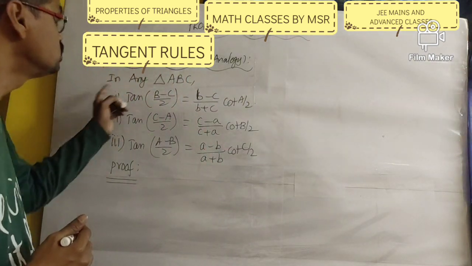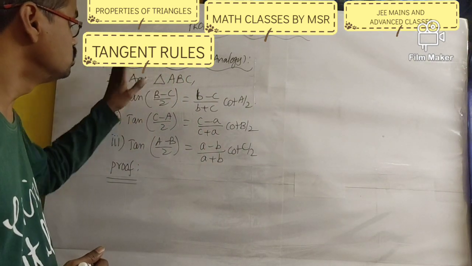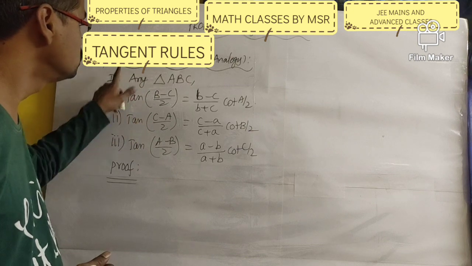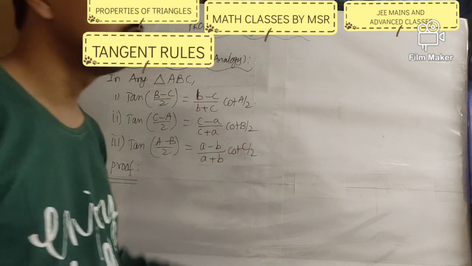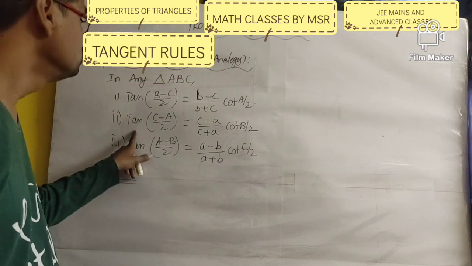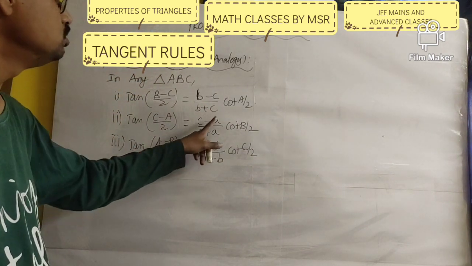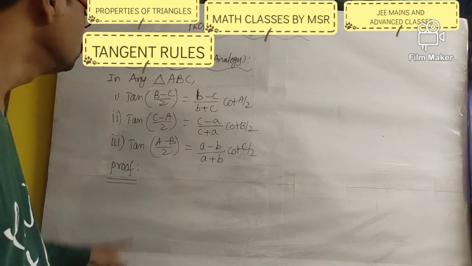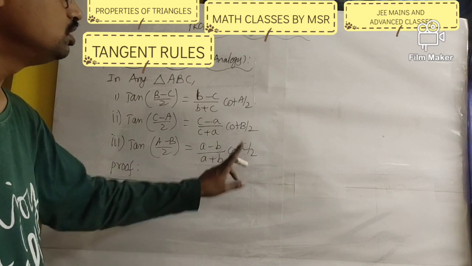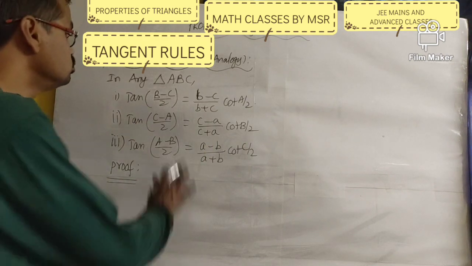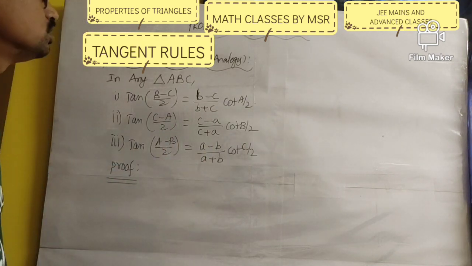So in any triangle ABC, what are the tangent rules? Tan of (b minus c) by 2 equals (b minus c) by (b plus c) cot a by 2. Tan of (c minus a) by 2 equals (c minus a) by (c plus a) cot b by 2. Tan of (a minus b) by 2 equals (a minus b) by (a plus b) cot c by 2. So how to prove these 3 rules we are going to discuss now.